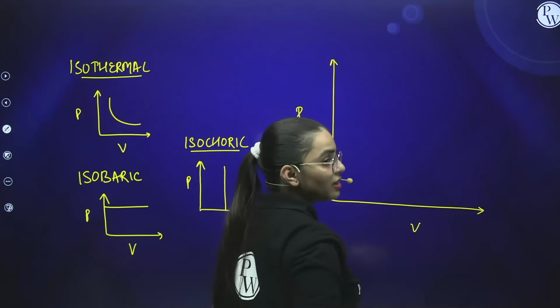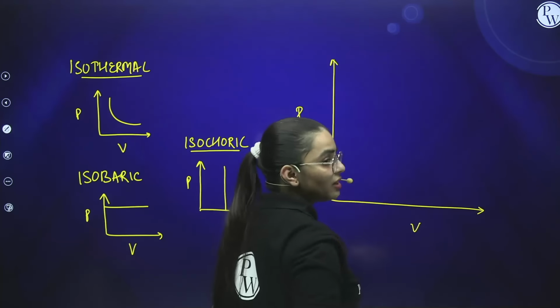Basically, this is your formula. Here, one second, here log e will come, then we will convert it into log to the base 10. So when we convert it into log to the base 10, what will come? It will be minus 2.303 nRT log to the base 10 V2 by V1. Now as I've told you, this is basically an isothermal process.